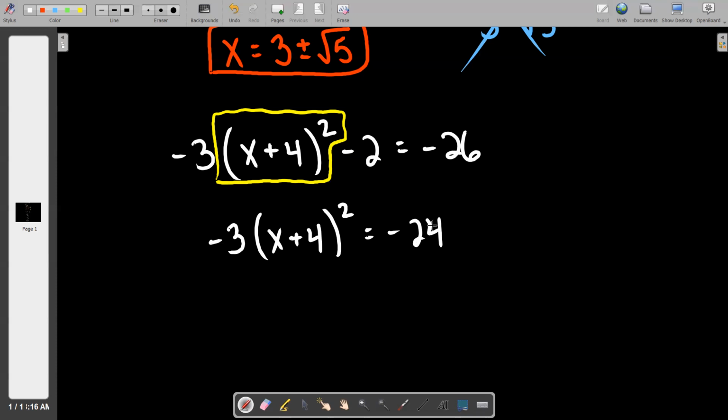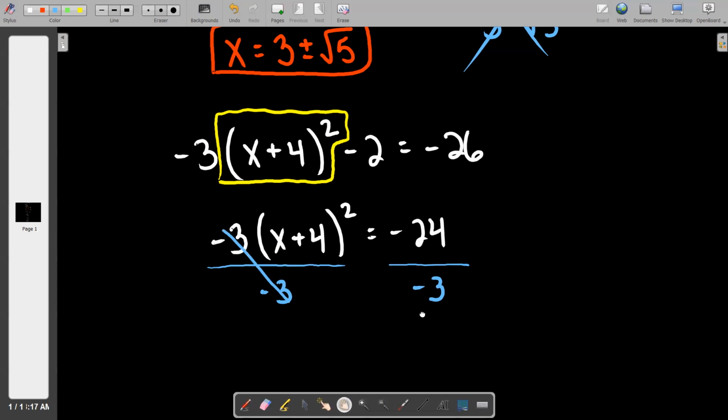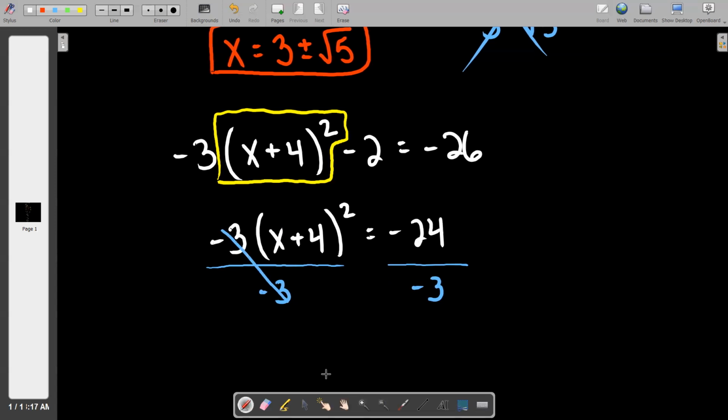Not ready yet. I still got to get that power thing. That's what we call that, the power, the square. Got to get that by itself. What do I do now to make it official? Divide by what? -3. Very good. And if I divide, I'm going to show my work on this step just because I feel like it. Because if I don't, I think that someone might say, how did you do that? So if I divide by -3 on both sides, those -3's cancel. And I'm left now with x plus 4 squared equals what? 8.